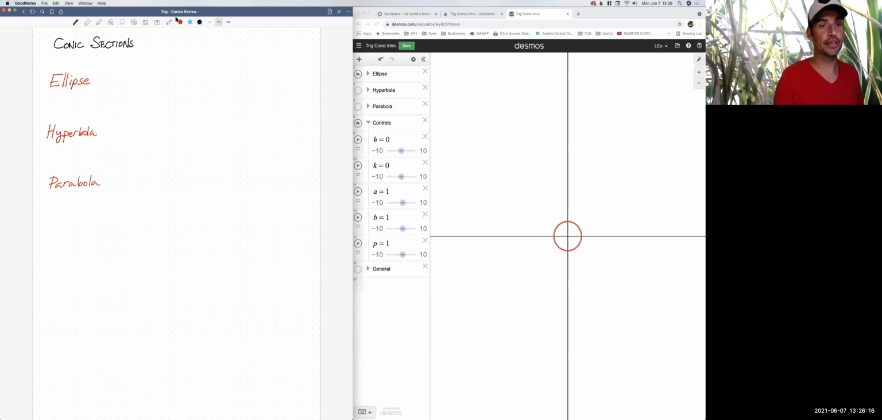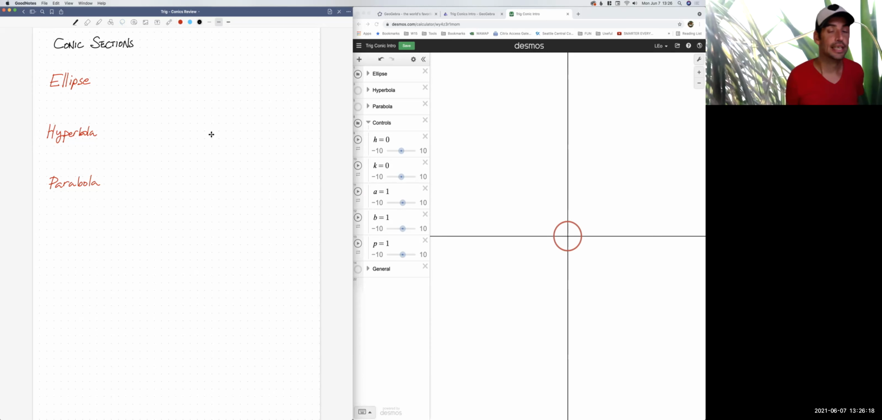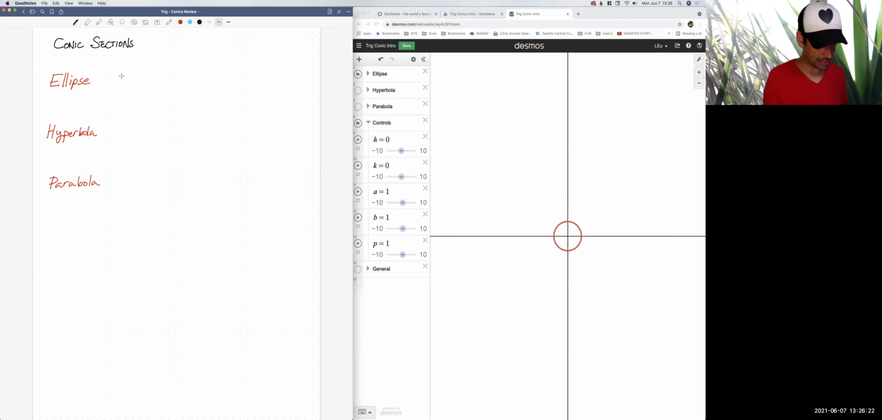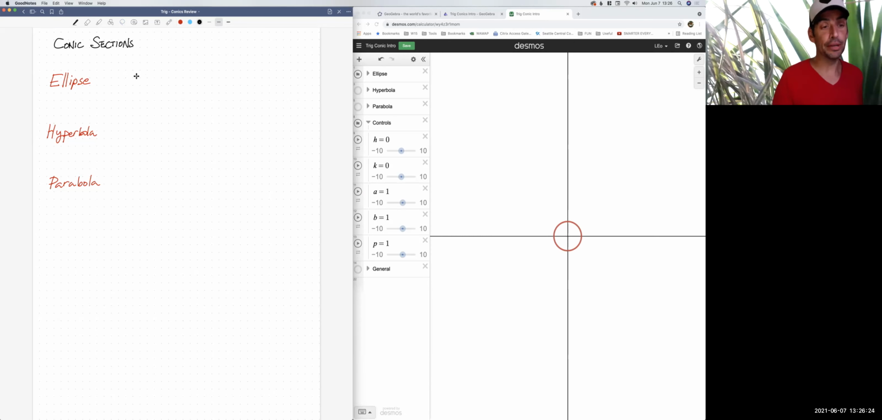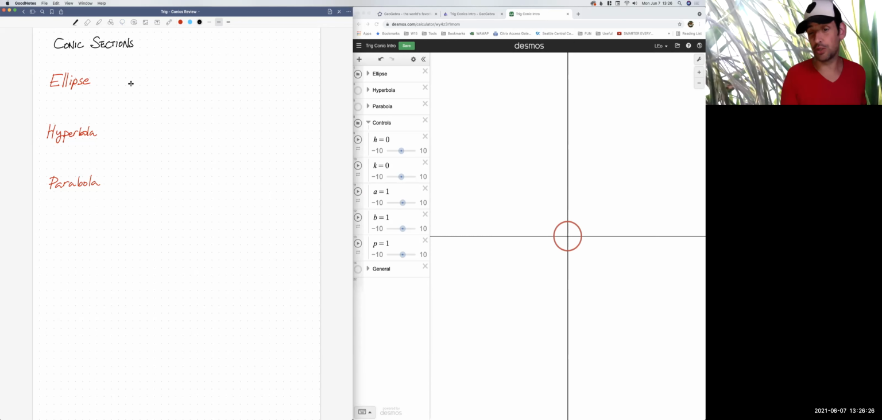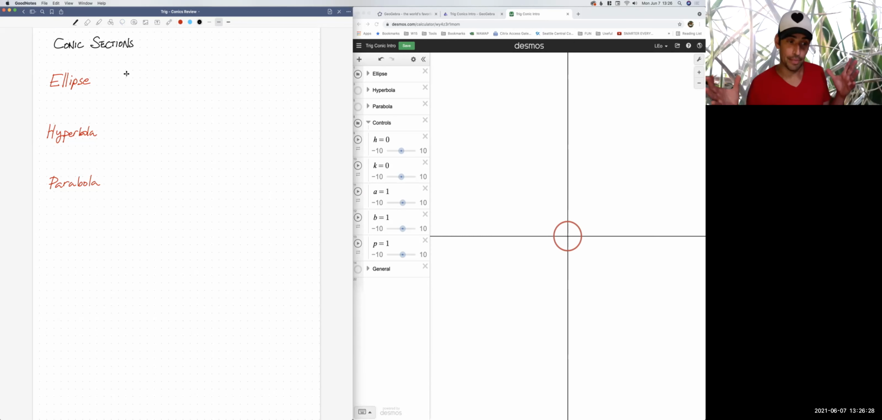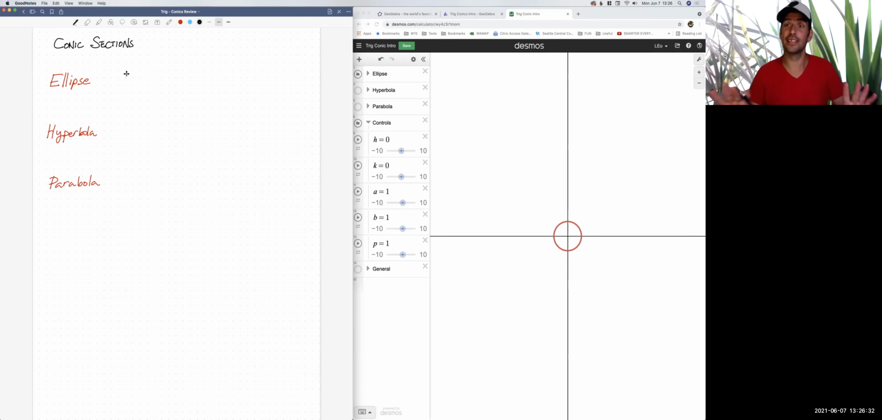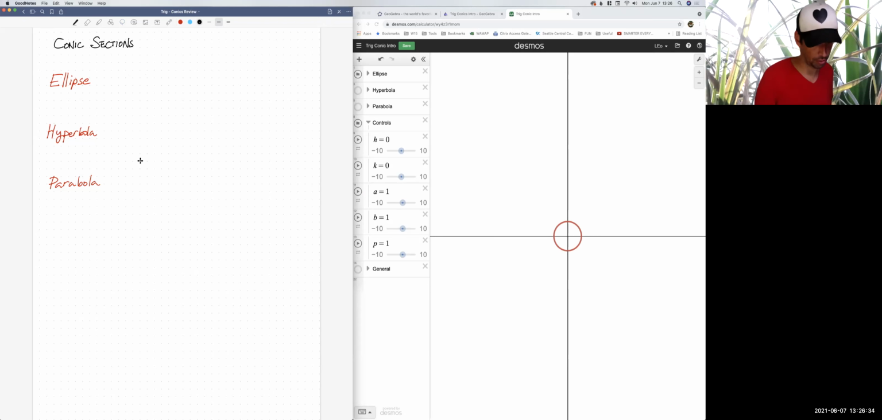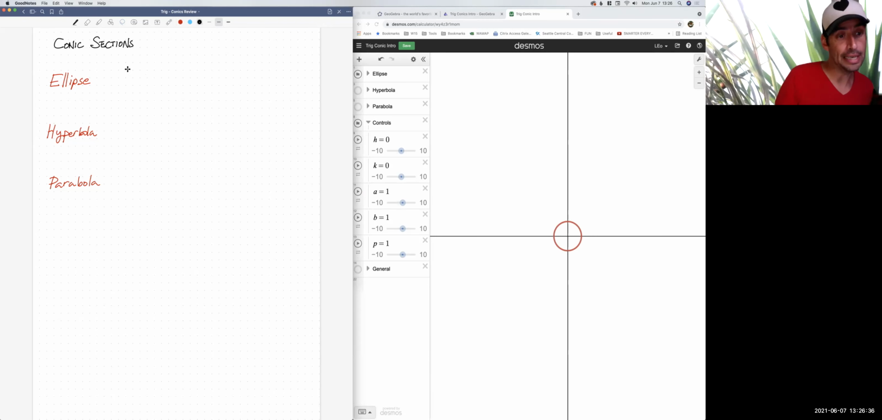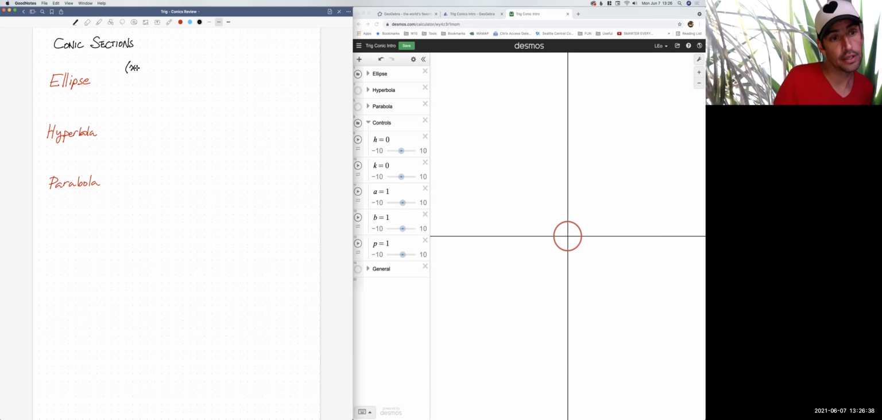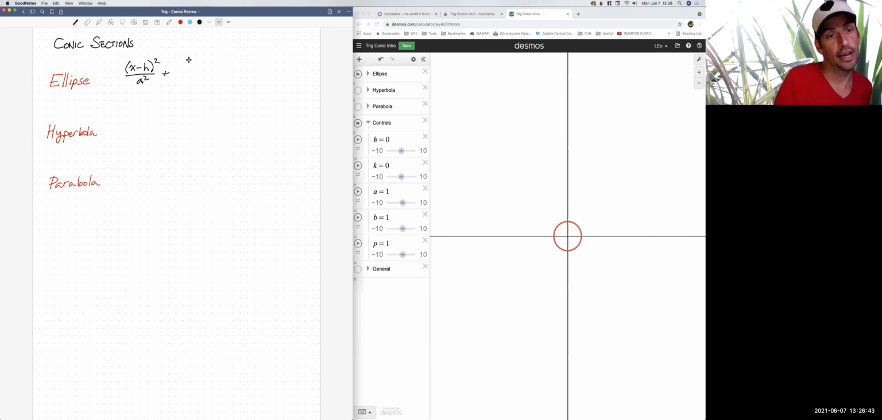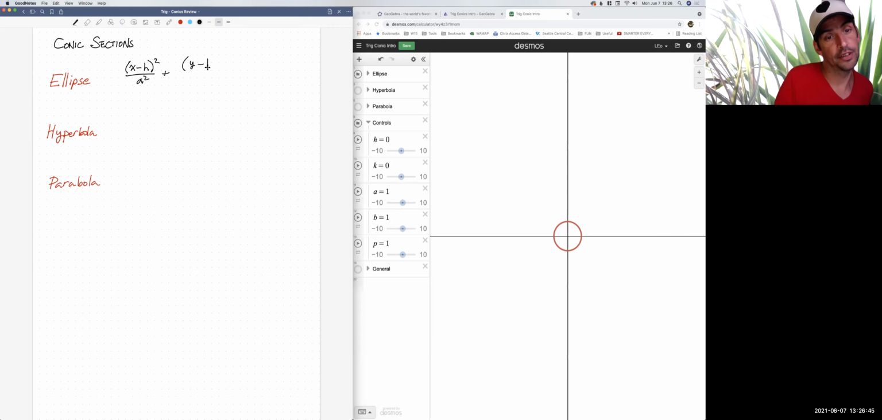I've written down here on the left three kinds of conic sections. We can write down the form that each one has, meaning the equation that maps that curve of intersection onto that plane when we introduce a coordinate system. So the ellipse has an equation that looks like this.